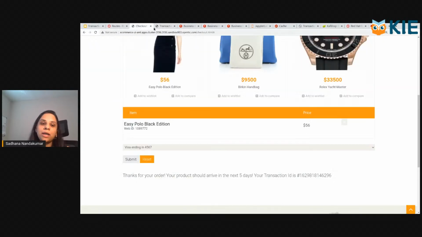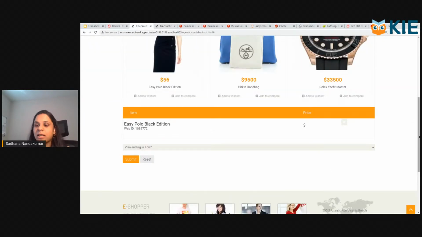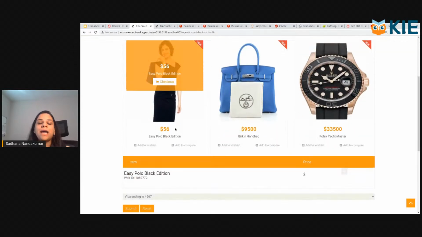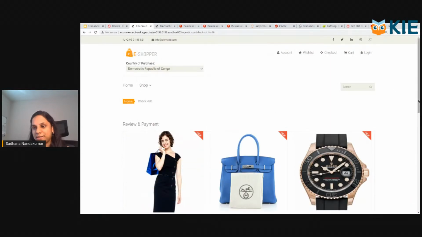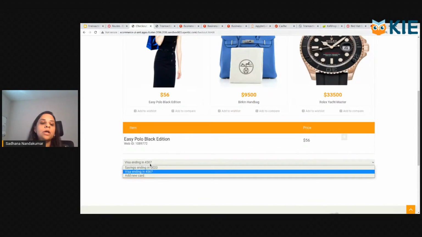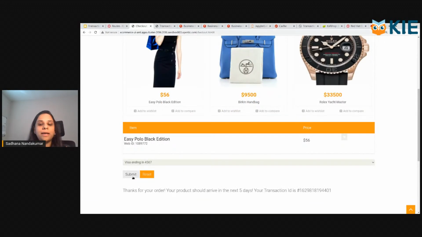But let's go back and perform another transaction. This time around, I'm just going to switch the country of purchase. So I'm going to choose Congo as the country of purchase, and still do the same $56 merchandise. So it's the same kind of product that I bought, but from a different country. And I'm going to choose the same card, and I'm going to go ahead and perform that transaction.